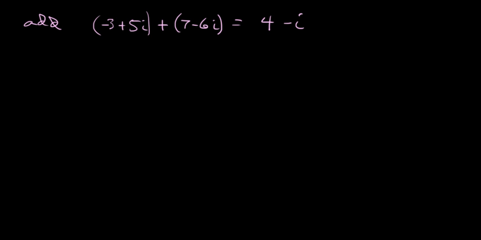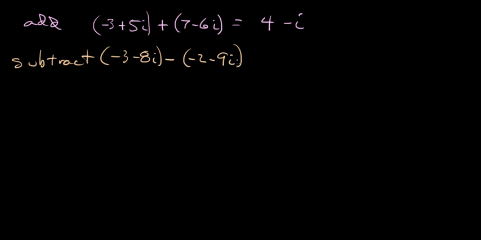Let's try subtracting. Subtracting looks like this: negative 3 minus 8i minus negative 2 minus 9i. Well, negative 3 minus a negative 2 is negative 3 plus 2, which is negative 1. And then negative 8i minus a negative 9i is negative 8i plus 9i, which is plus i. Did I say y? I am so sorry. And so simplifying this, it equals this. Okay, hope you're with me now.